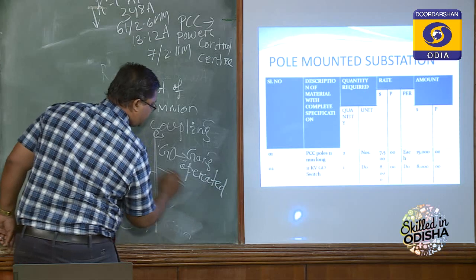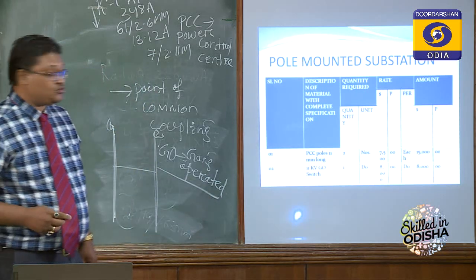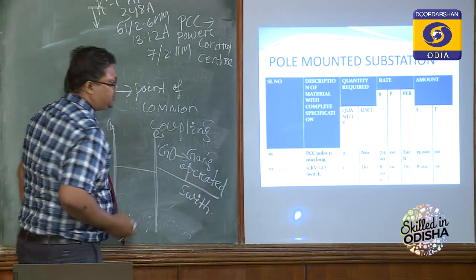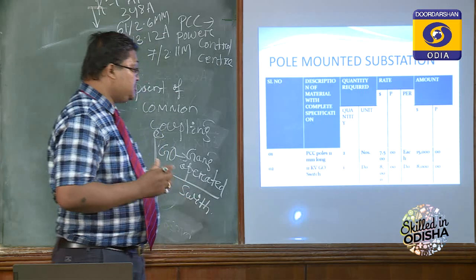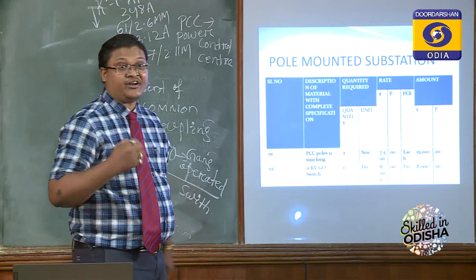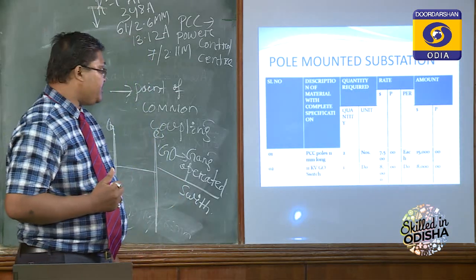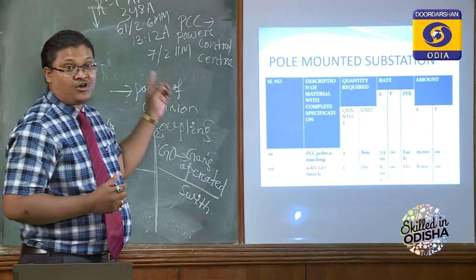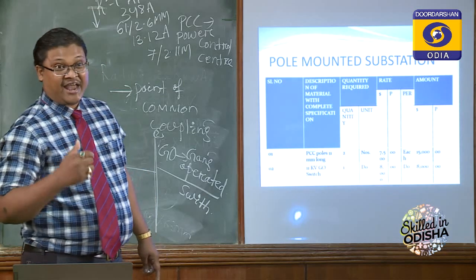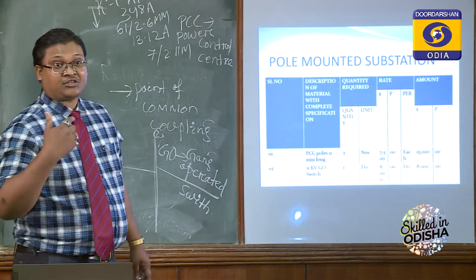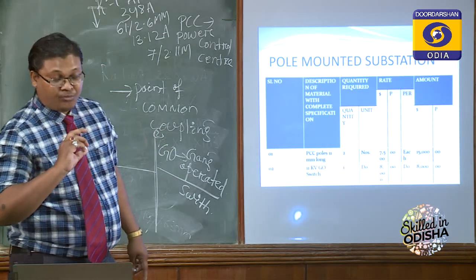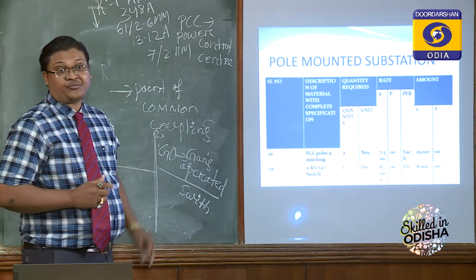For pole mounted substation, we require a gang operated switch. This is a switch that is used for higher reliability. Reliable means always available. We use this switch for pole mounted substation because in adverse conditions, suppose lightning takes place or any natural calamity, the normal switch will not operate perfectly as the gang operated switch does.